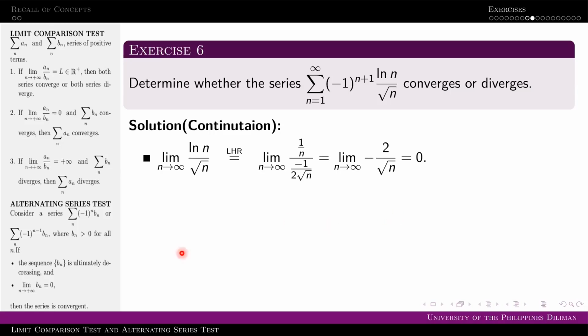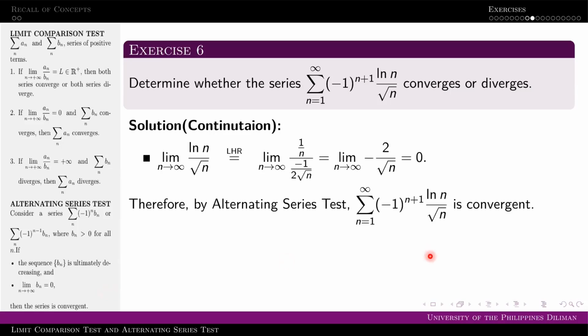And we have satisfied all the conditions of the alternating series test, so we can already conclude that our original series is convergent by AST. Okay? So in the alternating series test, we never conclude divergence. It's just for convergence of alternating series. For divergence, there's none. Okay?